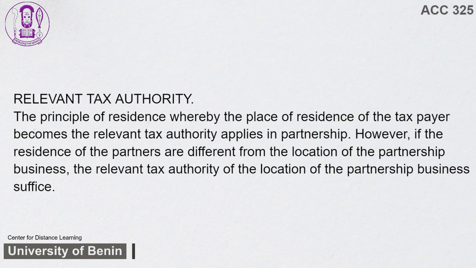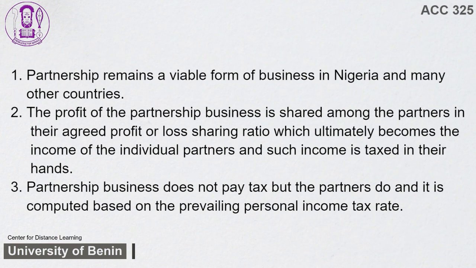Summary of Study Session 6. In this study session, please note the following. 1. Partnership remains a viable form of business in Nigeria and many other countries. 2. The profit of the partnership business is shared among the partners in their agreed profit or loss sharing ratio, which ultimately becomes the income of the individual partners, and such income is taxed in their hands. 3. Partnership business does not pay tax, but the partners do, and it is computed based on the prevailing personal income tax rate.